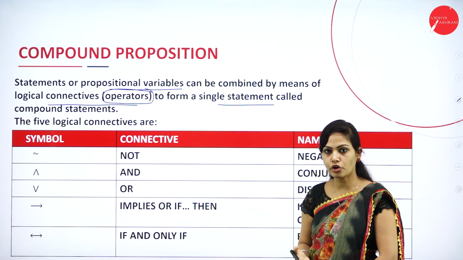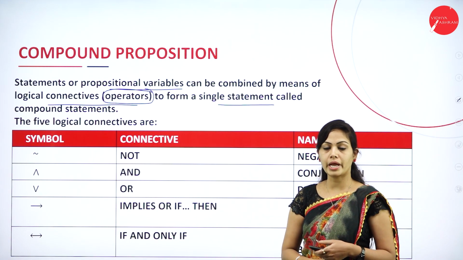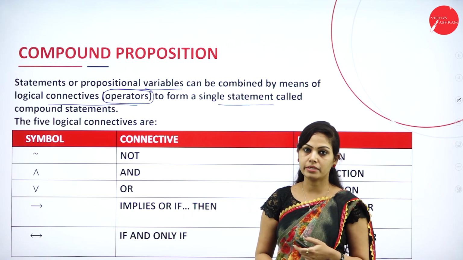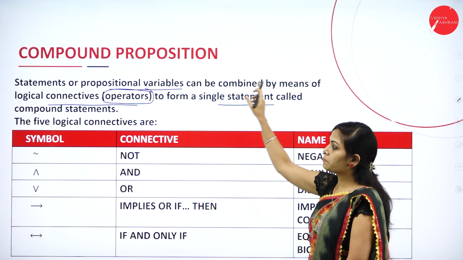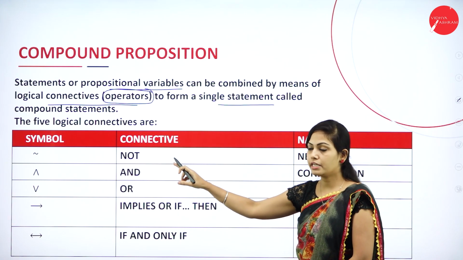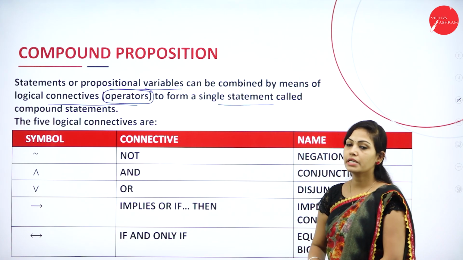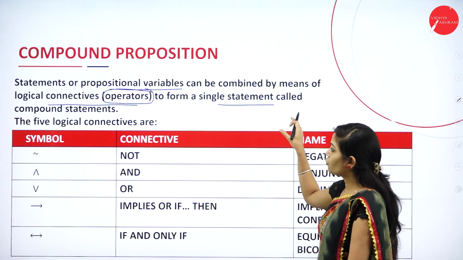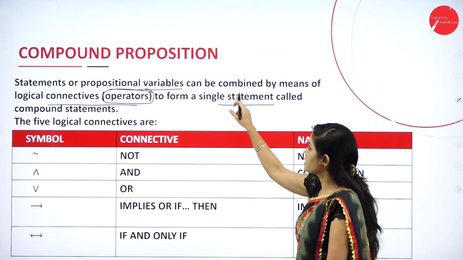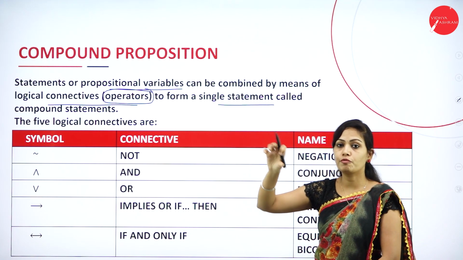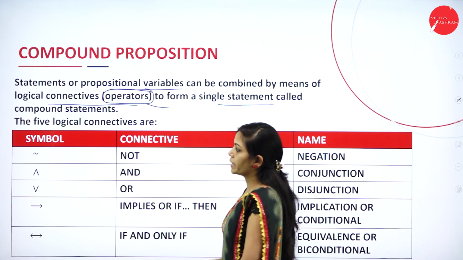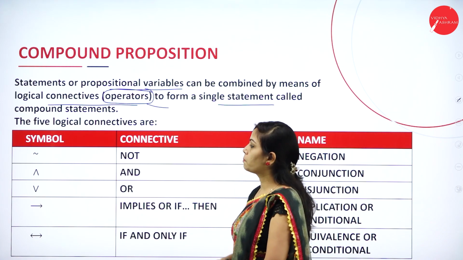Example, we have different operators in binary number system, right? And operator, or operator, and not operator. If statements can be combined by means of logical connectives, then we can call it a single statement. So compound proposition means to form a single statement, the statements can be combined by means of logical connectives. Logical connective means operators. So that is called compound statements.